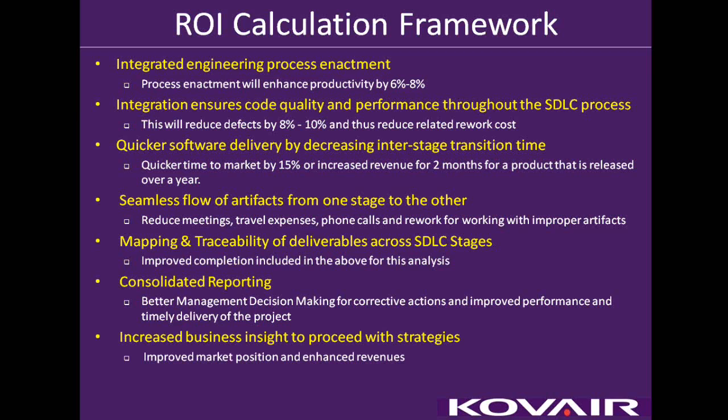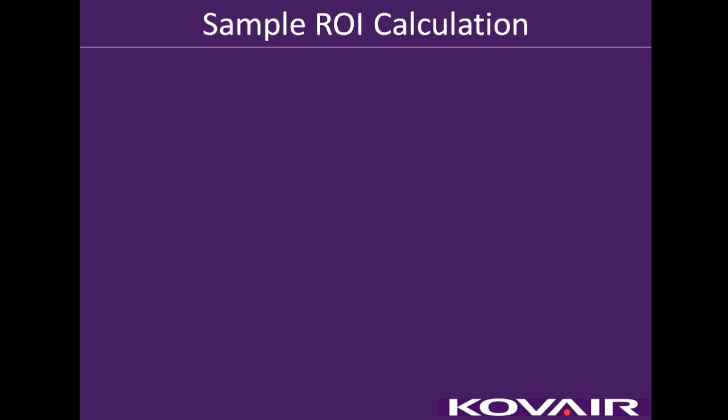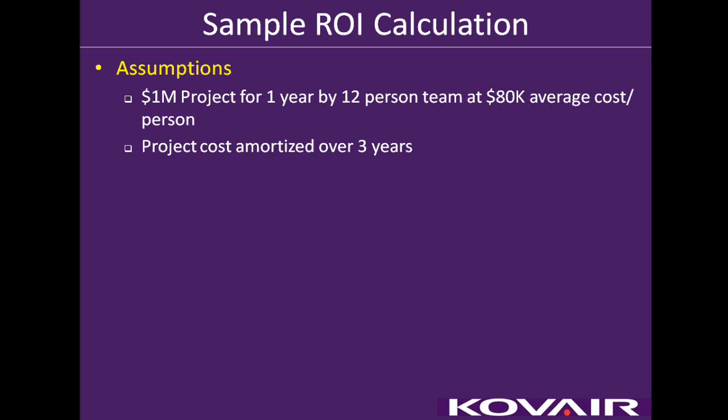Okay? Now, I'll give you an example, a sample ROI calculation. Once again, there are certain assumptions, like we have taken a $1 million project for 1 year by, let's say, 12 people, average 80K cost per person, and the project cost is amortized over 3 years. So these are the assumptions of a typical project.